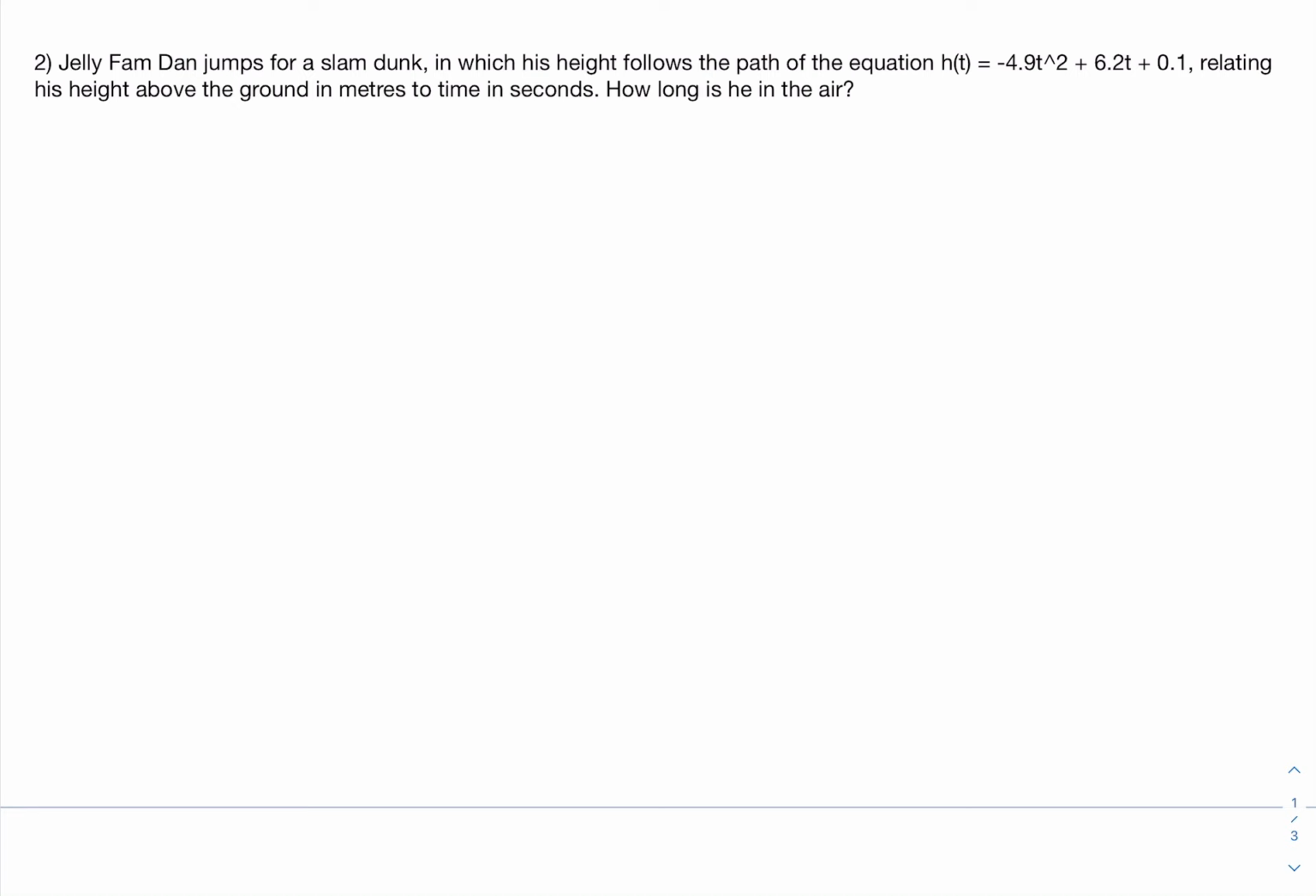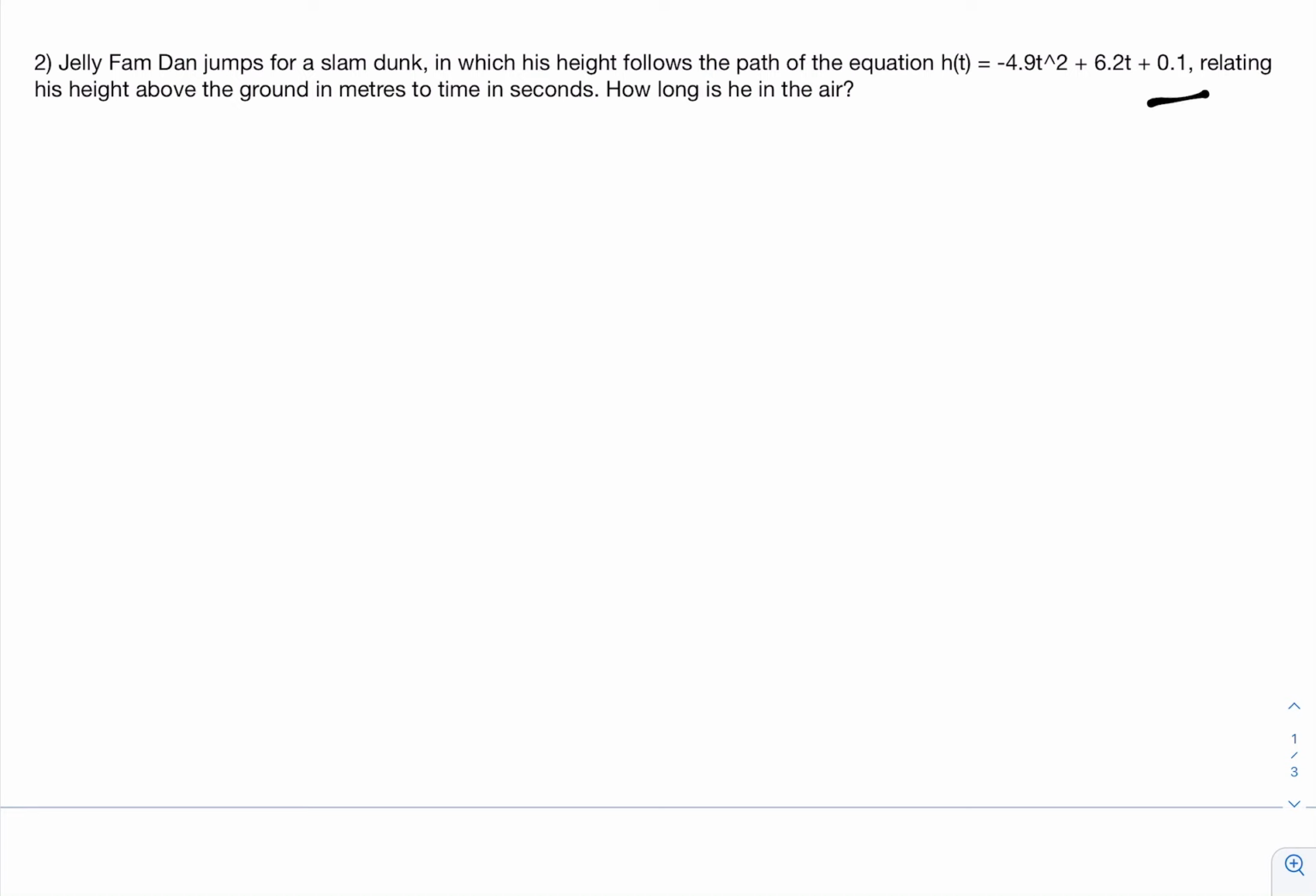So anyway, he jumps up for a slam dunk in which his height follows the path of the equation h of t equals negative 4.9t squared plus 6.2t plus 0.1. So that's what we're really interested in: for any time t after he jumps off the ground, we're going to be able to plug that value in for t and get out his height above the ground. So let's say we're looking at his height 1 second after he's jumped. Okay, so that means that our time is 1 second. We're going to plug that in where we see t, and we're going to get some value h out of that. That's our output. So we're trying to figure out how long it takes him to reach the ground again.